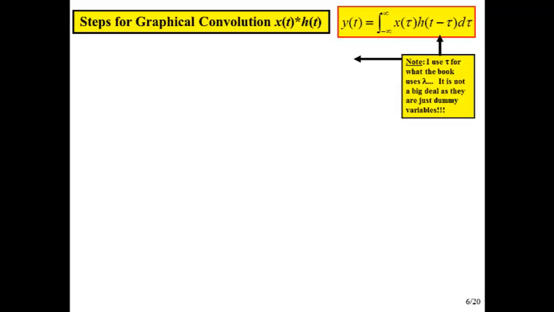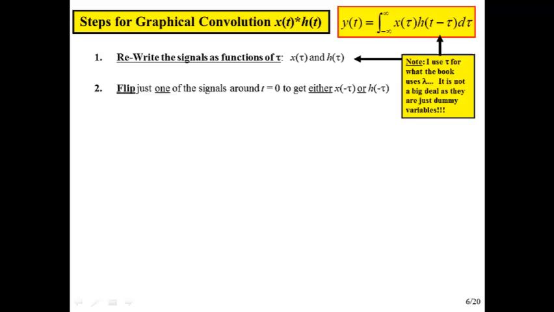Now, just like we did for discrete time, we're going to walk ourselves through the steps of doing convolution graphically. So this is very similar to what we saw for discrete time, so I'm going to go through it a little bit faster. The only real catch here is that instead of adding up a bunch of numbers like we do for discrete time, you have to actually do an integral. So there's a little bit of difference here, but the basic idea is the same. So we're going to rewrite the signals as a function of tau. We're going to flip one or the other of them, either one which makes sense.